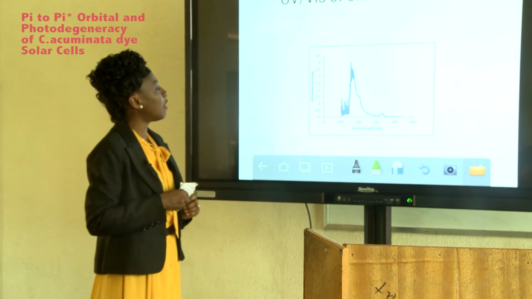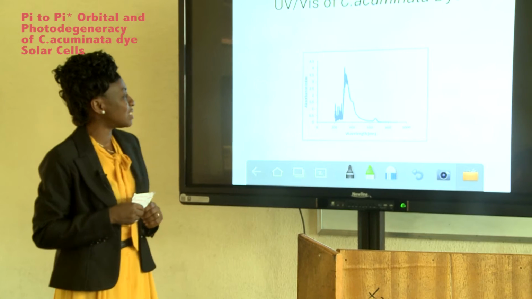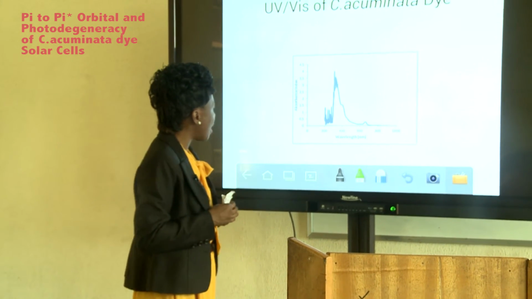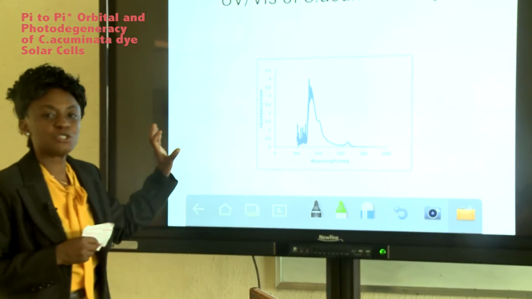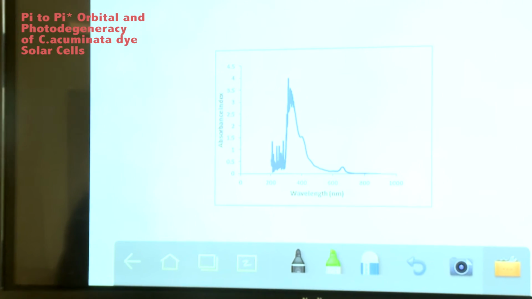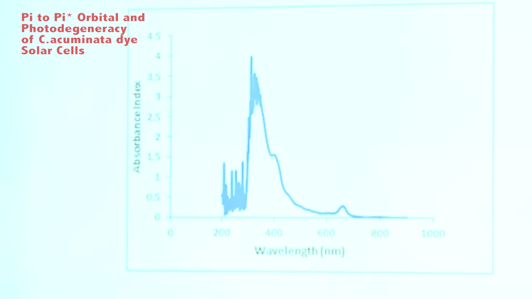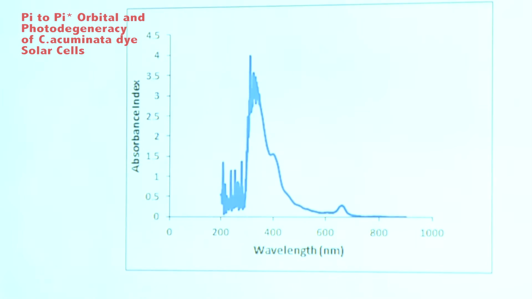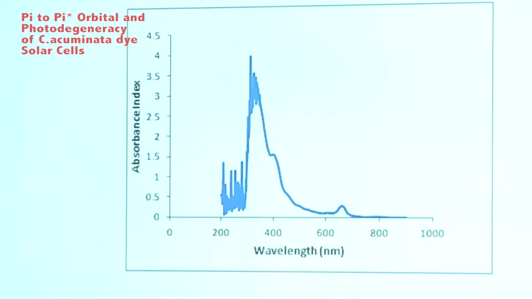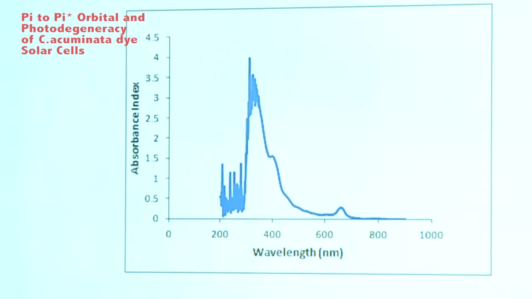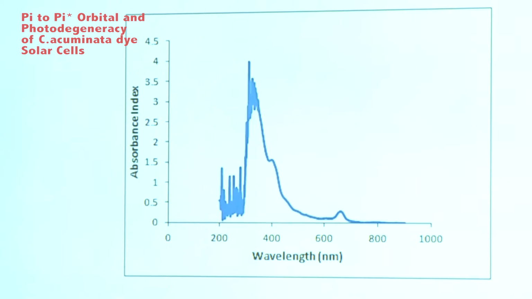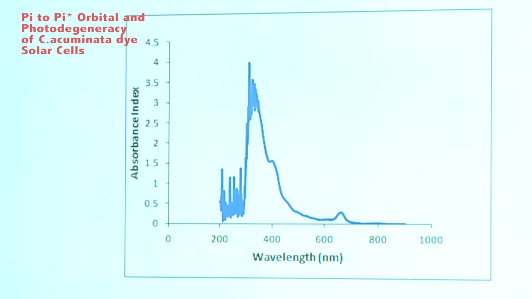This is the UV of the C. acuminata dye. When we look at the diagram of the UV, it tells us the absorbance peak of the dye. The absorbance peak is close to from 400 to 700, that is the visible range. That's about 380 nanometers wavelength. And what it means is that the color C. acuminata dye will feature is close to violet. It's darkish.